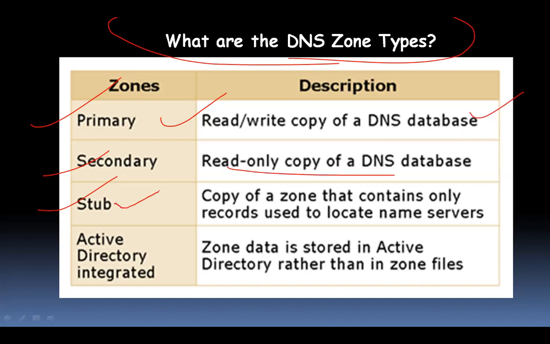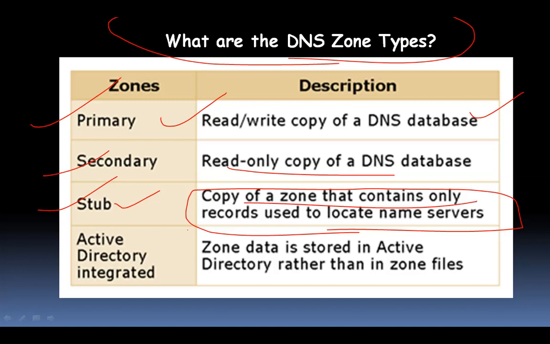And if we talk about the DNS stub zone, it is a copy of a zone that contains only records used to locate name servers. So basically, guys, we should not think about this much. What is the role of a stub zone? Basically, it reduces the traffic to resolve queries if you have a multi-domain environment. If you have a multi-domain environment, then it will send that query to that particular server only, so it reduces the traffic. Simple concept of this stub zone. And if we talk about Active Directory integrated, the zone data is stored in Active Directory rather than in zone files.